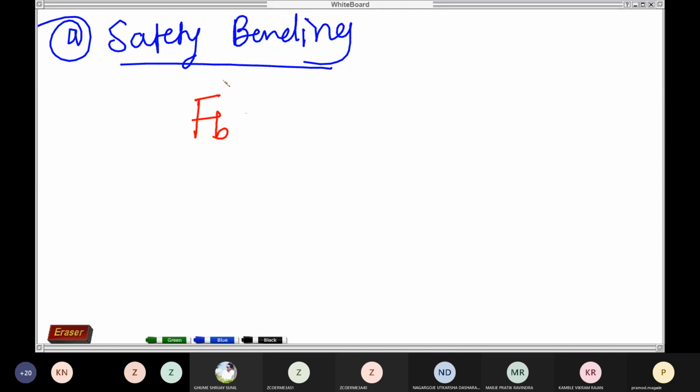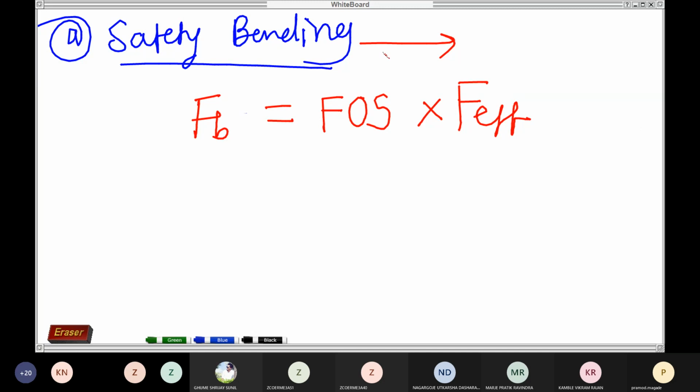So beam strength. In case of beam strength, I will have to compare this safety with respect to, of course, the safety part comes in there: factor of safety into effective load. This is very important. This is in case of bending. Now how will I know when to take bending?